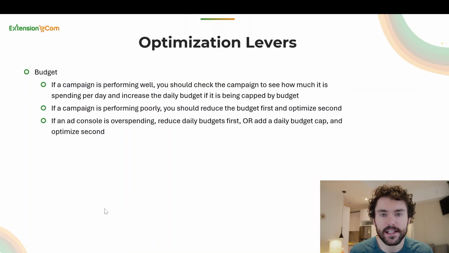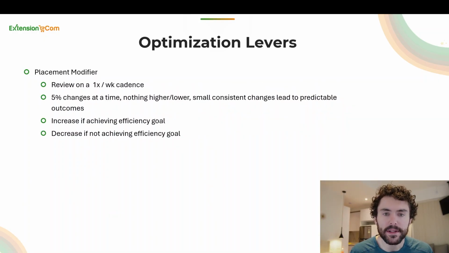Now that's just a one-off example. You obviously have your other two scenarios where you need to decrease budget as well. Next up is going to be the placement modifier. So we want to be reviewing this at least once per week. And we want to make 5% changes at a time.